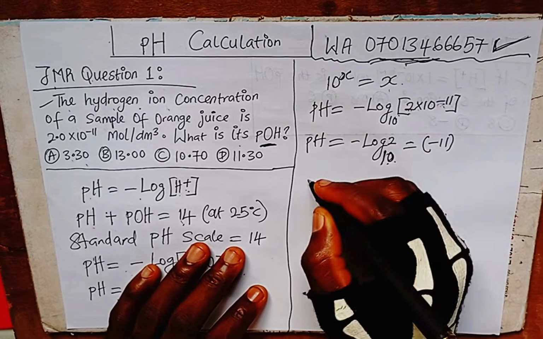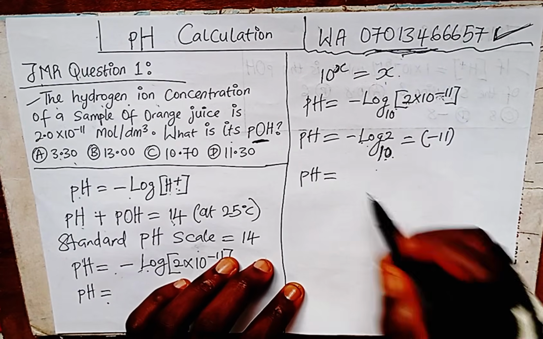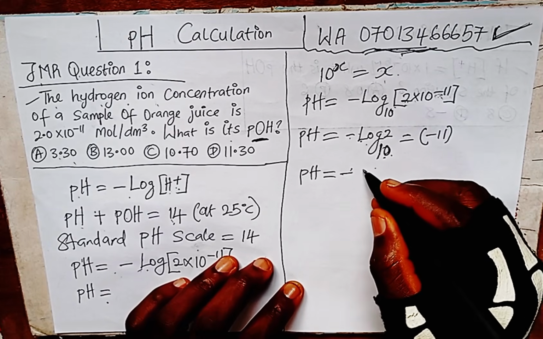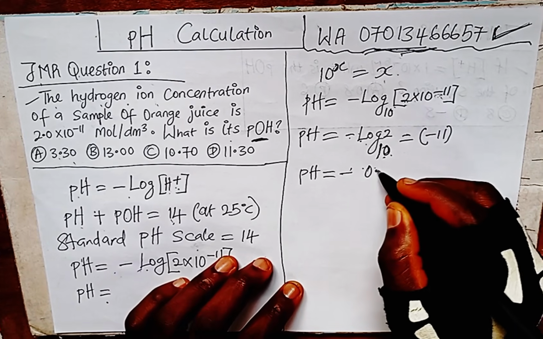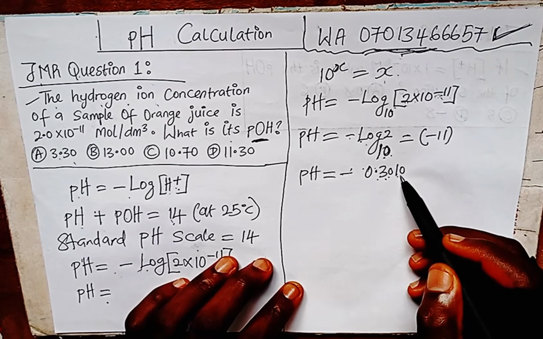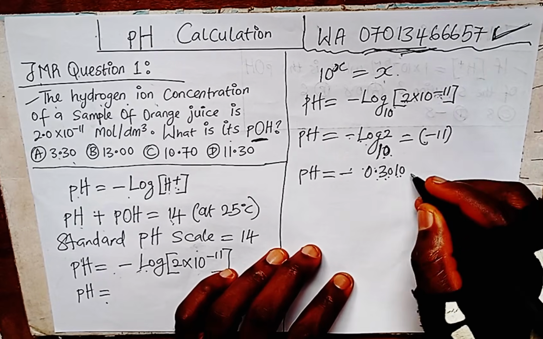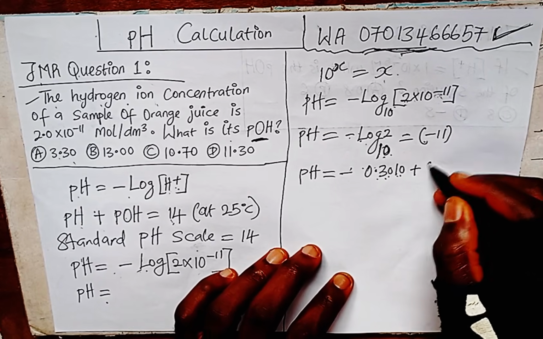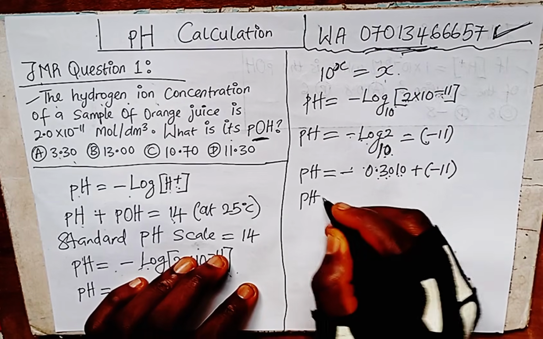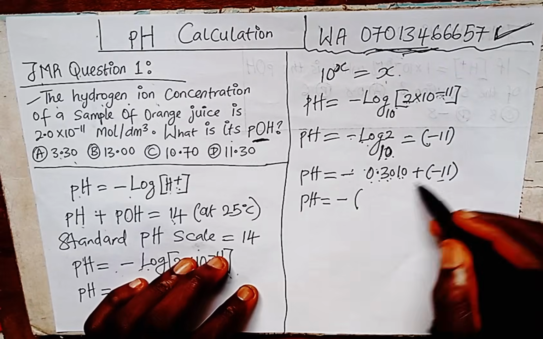So pH is equal to log 2 base 10. What is log 2 base 10? We bring our minus down. We get 0.3010, that is log 2. Then we add this minus 11. Bracket close. So our pH is equal to minus, and we put these two inside the bracket because they are numbers.